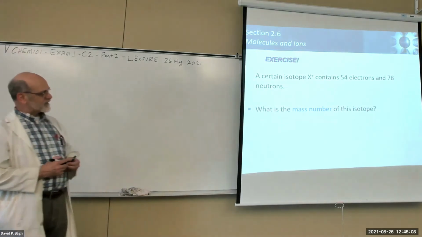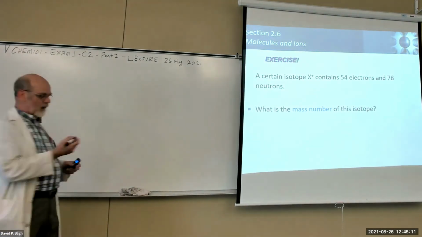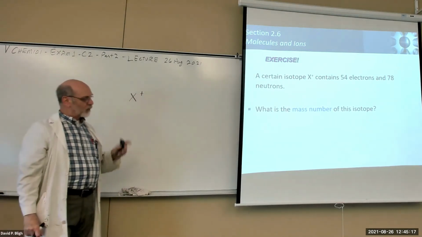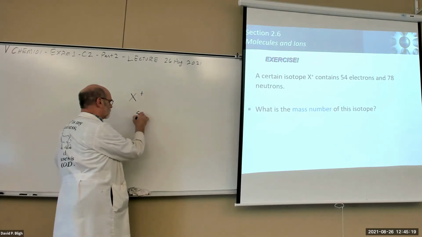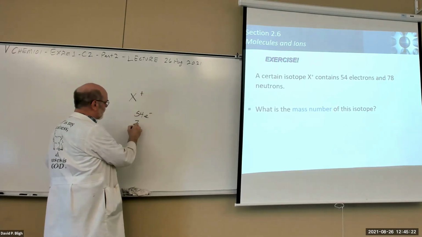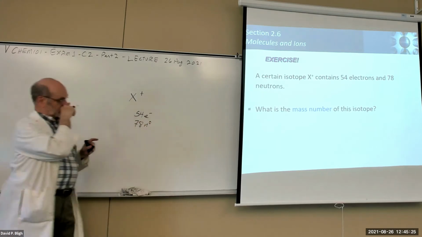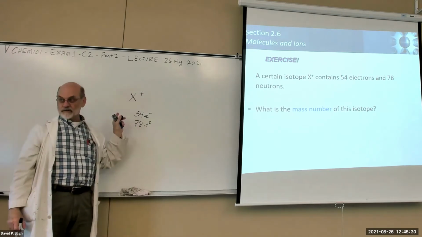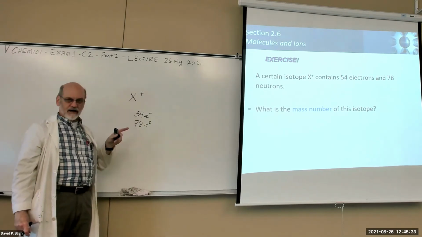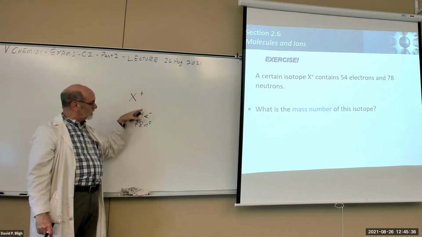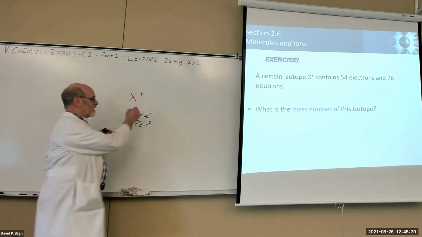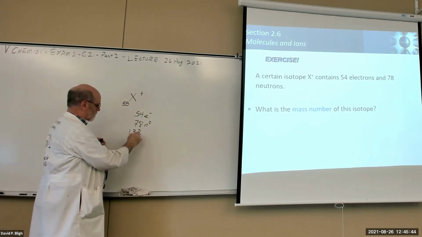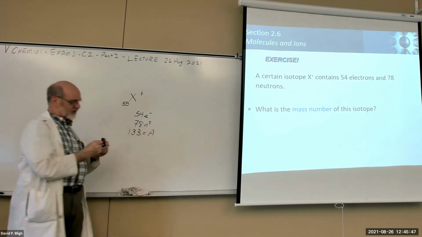Okay, let's see, what do we have here? We've got another problem. We've got an element that's got a single positive charge, and we're told it has 54 electrons, plus 78 neutrons. So what's the mass number? You can't just add these two together because it's not neutral, right? So you've got to figure out how many protons you have. Well, you should have one more proton than you do electrons, correct? So we should have 55 here. What does that mean? 133 is equal to the mass number.